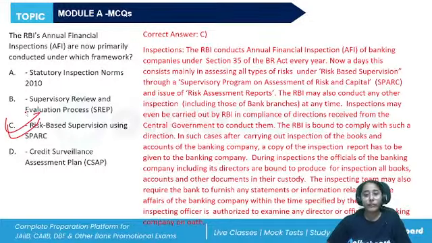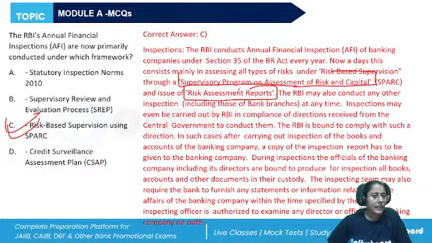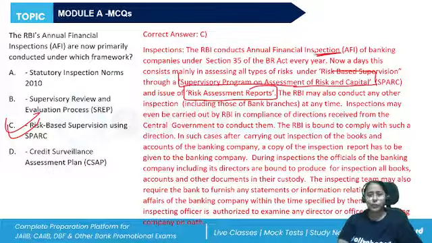What is the full form of Spark? The Supervisory Program on Assessment of Risk and Capital. And then they issue the risk assessment reports. Other types of inspections from time to time will also be conducted. No, not SREP. Spark will be correct. The Supervisory Program on Assessment of Risk and Capital. AFI is based on the Spark. All right, go through these points, download the PDF, and you can go through these notes as well.